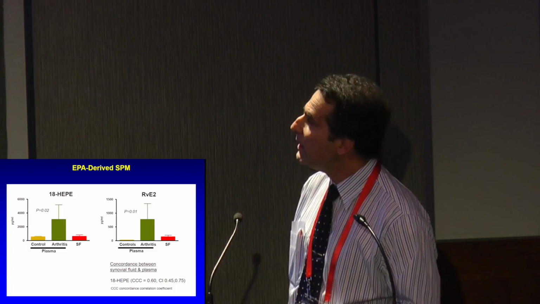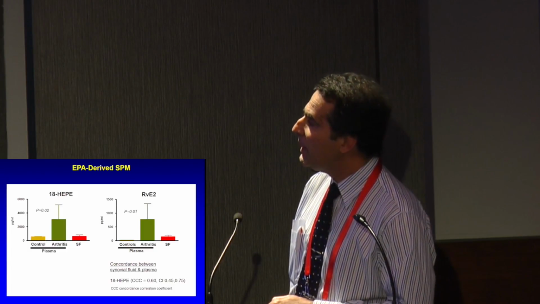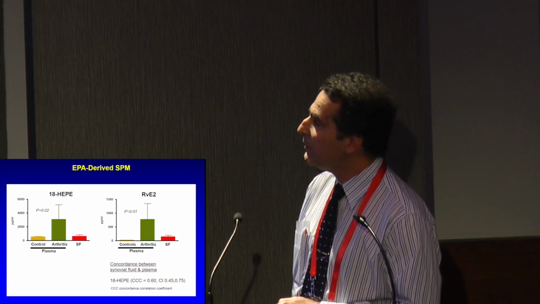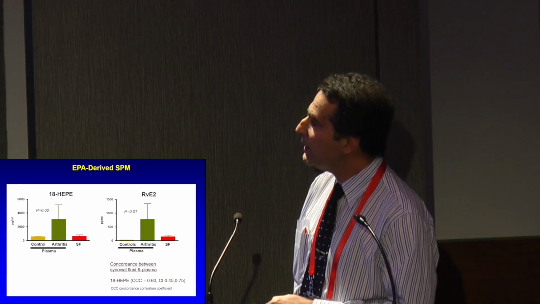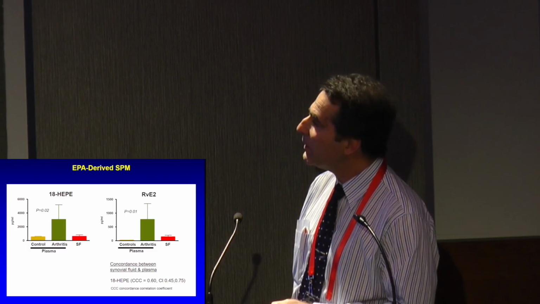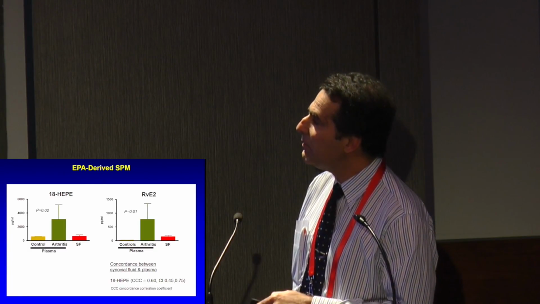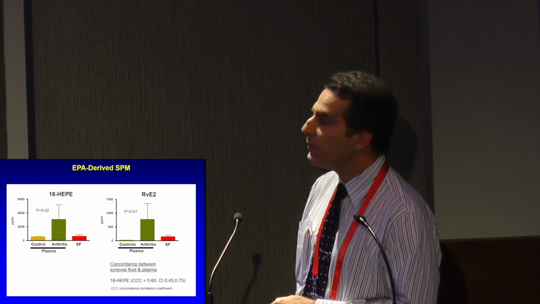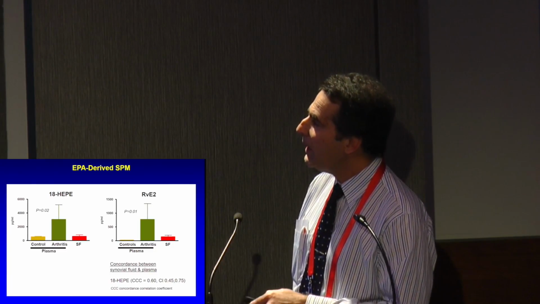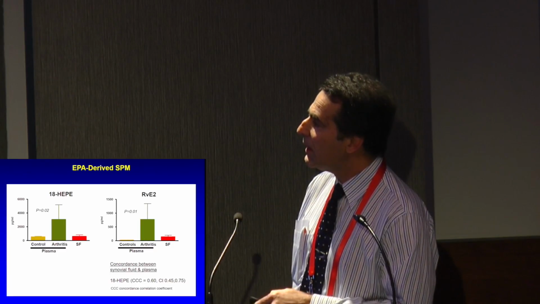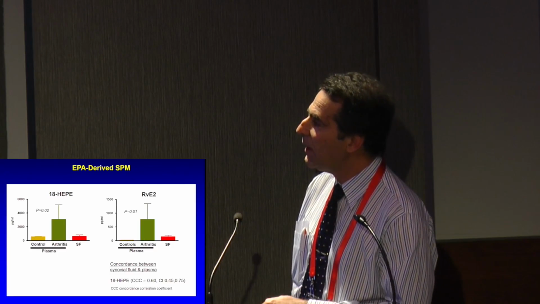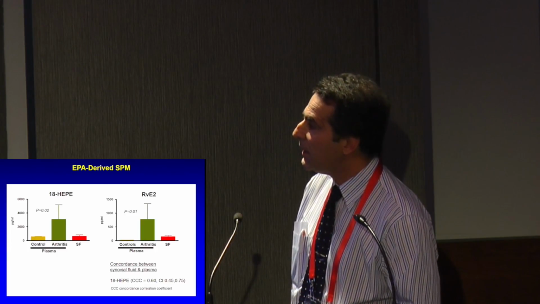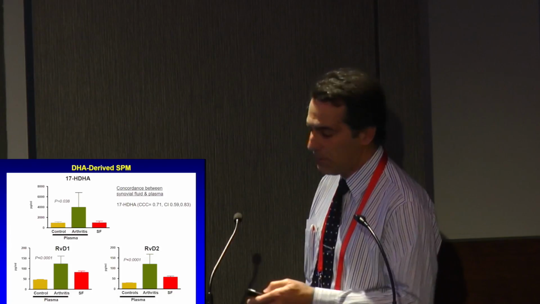And what we showed here was that, again, with N3 fatty acids, there's a significant increase in the level of these SPM. But surprisingly, if you look on the left-hand side of each panel, the plasma levels in those patients with arthritis were significantly higher than those in the controls. And the plasma levels in arthritic patients were significantly higher than in synovial fluid. This was the same for the EPA and the DHA SPMs.